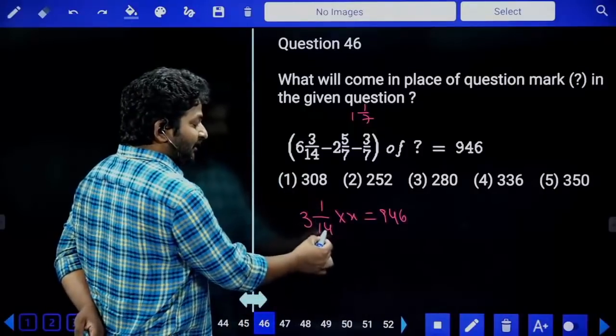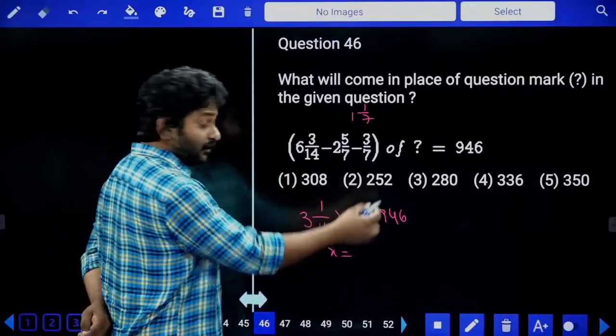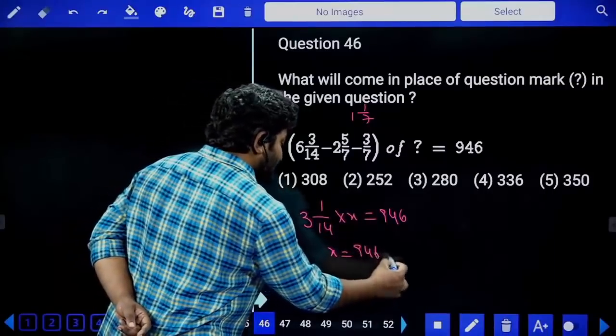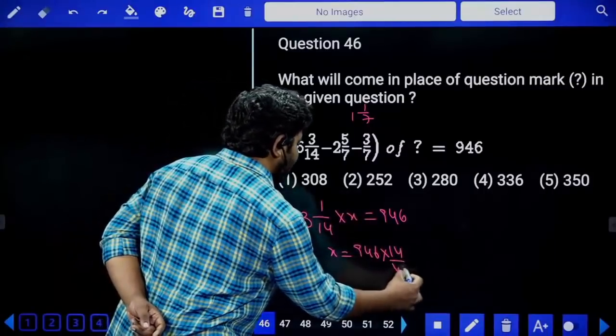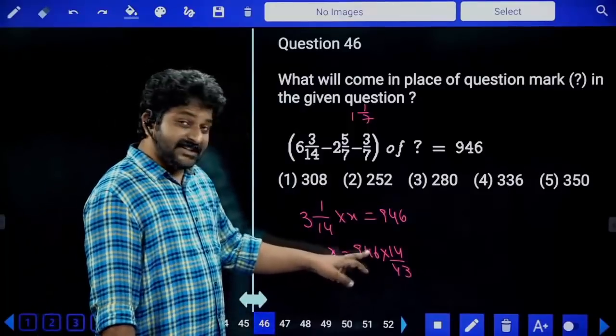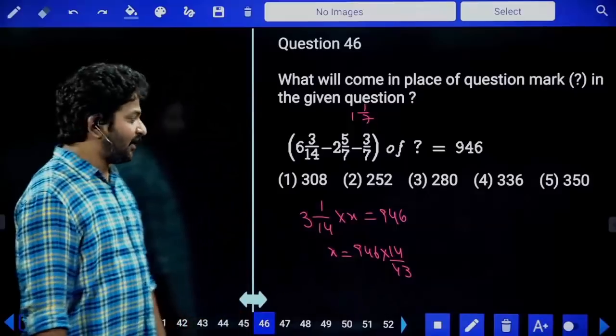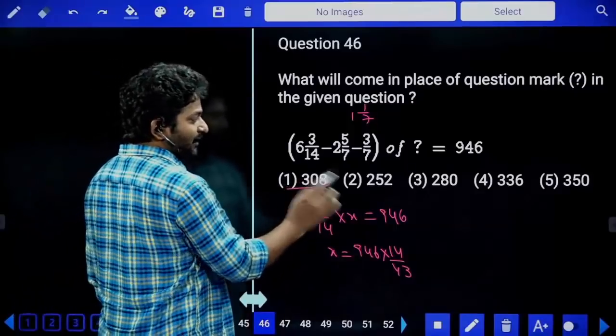946. 3 14 times, that is 42 plus 1, 43. 43 by 14 goes to the other side. This becomes 14 divided by 43. So first thing, this number 946 is an 11 multiple, so x must be an 11 multiple because there is no 11 multiple in the denominator. First option is an 11 multiple, this can be your answer.